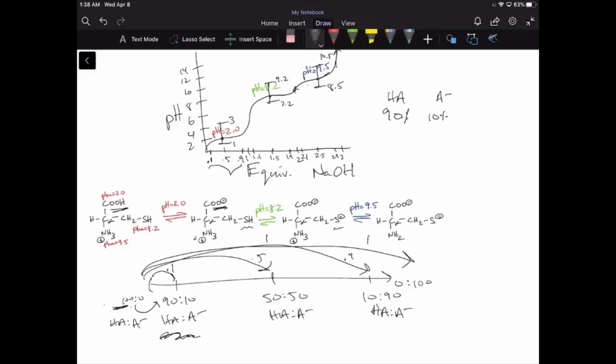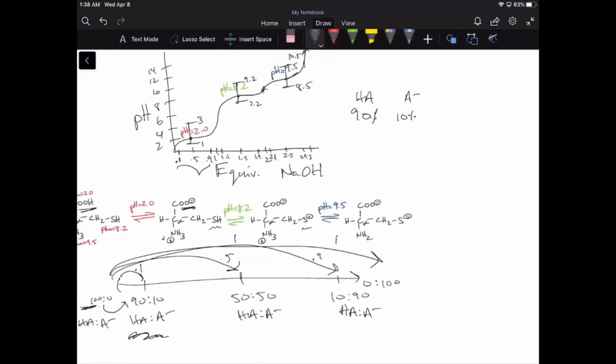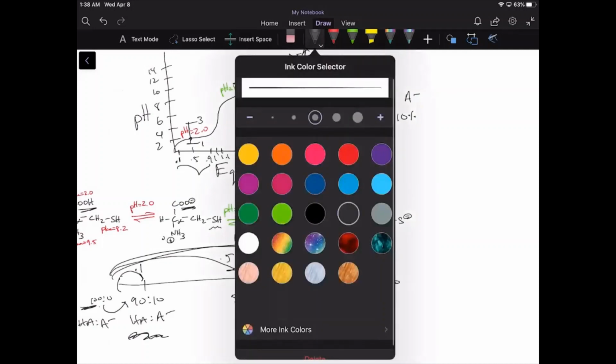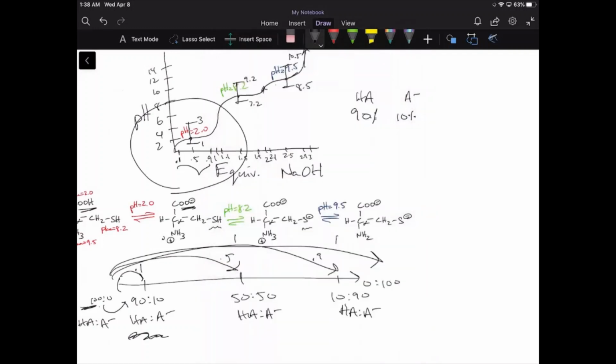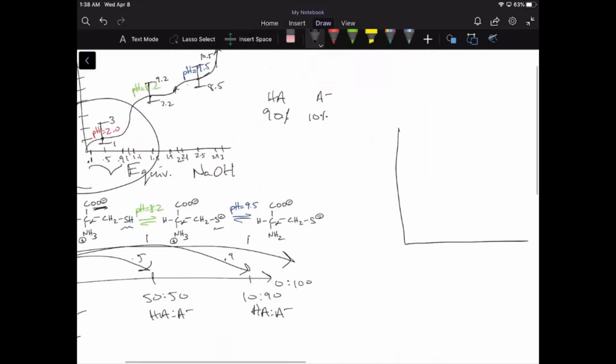Okay, so that was the basic idea of what I want to convey to you guys, but I also wanted to go one step further, and I think this puts everything quite nicely together. What I'm going to do is zoom in to this region of my curve. I'm going to draw it a little bit bigger so that you guys can see what's going on.